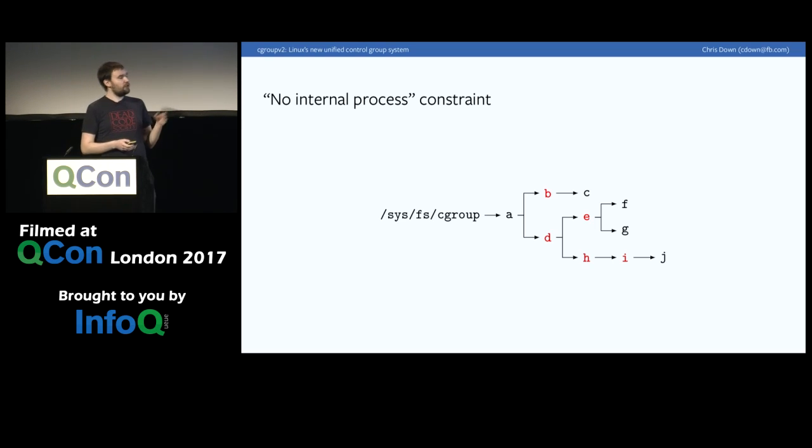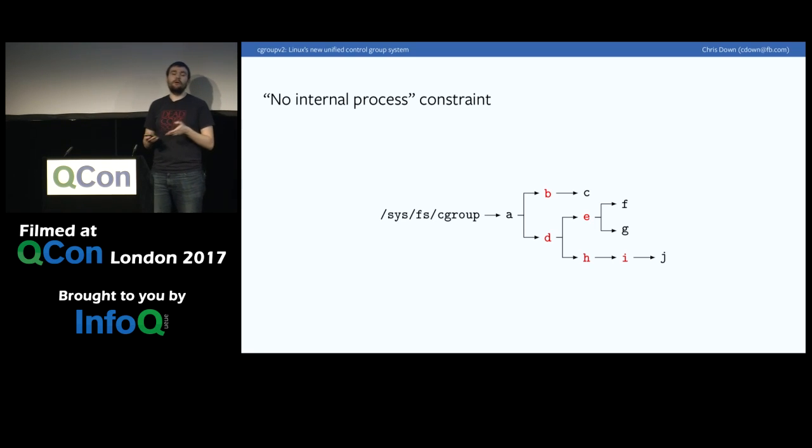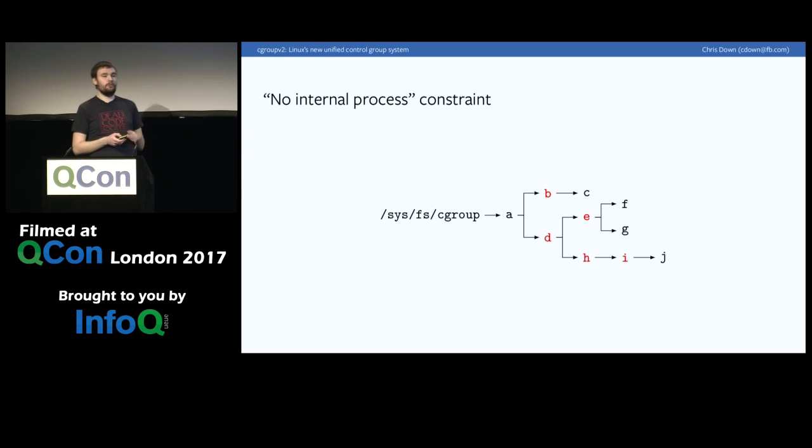The root cgroup is kind of a special case for resource distribution. Each controller needs to decide how it's going to handle the root cgroup and how it's going to handle resource distribution to root cgroup processes compared to the leaves.